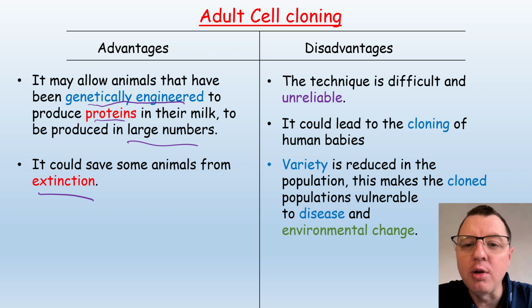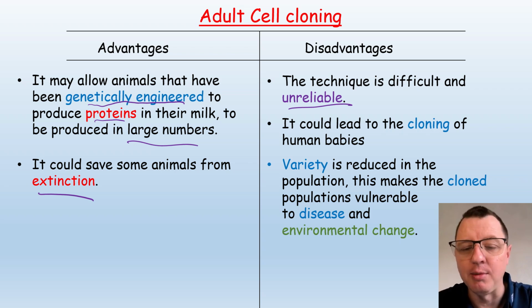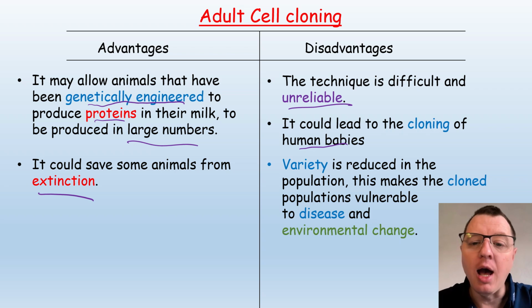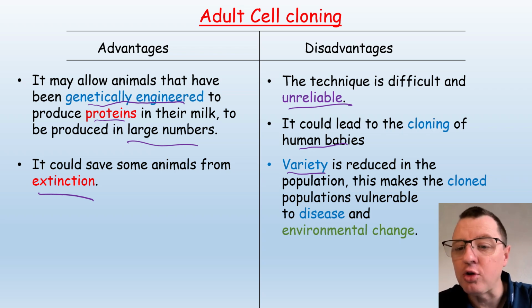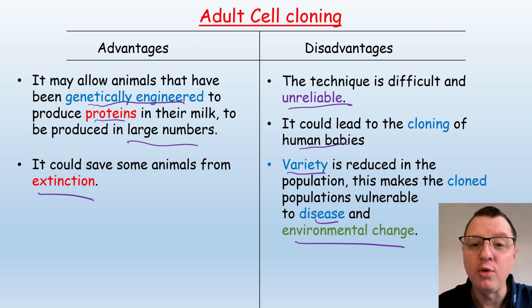However, adult cell cloning has many disadvantages. As we've already said, the technique is often unreliable and it is very difficult to carry out. It could lead to the cloning of human babies, which of course would be highly unethical. And we also have a big issue that adult cell cloning will reduce variety in the population, and this makes cloned populations vulnerable to disease and environmental change.